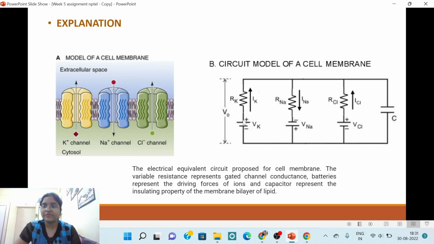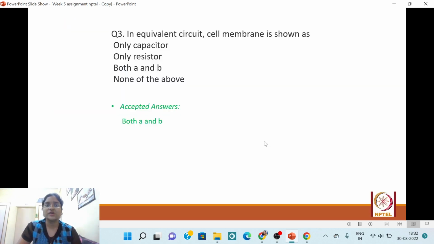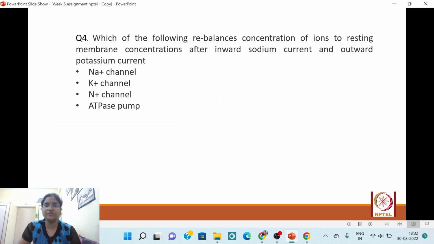This is the battery, and the capacitor represents the insulating property of the membrane lipid bilayer, right? Because of its insulating property only, the ions are able to move across the membrane. So the cell membrane has all the things: the resistor, the capacitor, the batteries. So our question was the equivalent circuit of the membrane. The cell membrane is shown as both capacitor and resistor. Most of you answered only capacitor. That is a wrong answer. I hope you have learned from this. We'll move on to the next question.